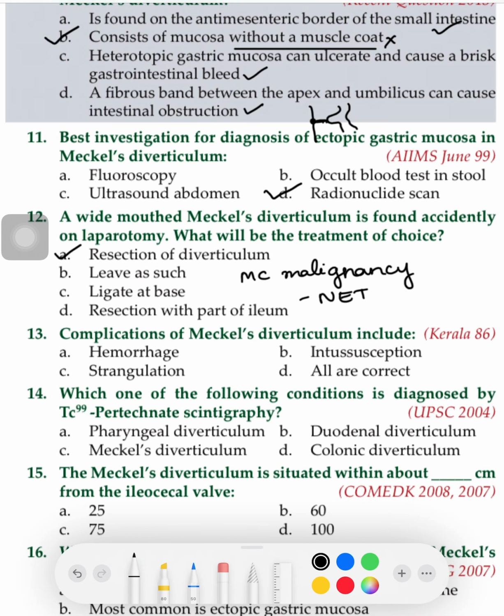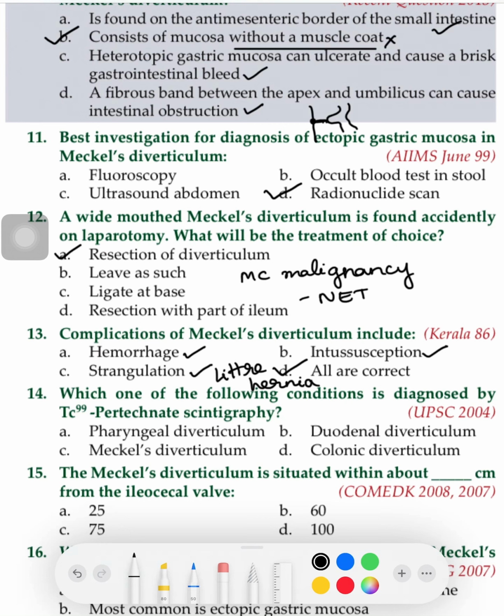Complications of Meckel's diverticulum include hemorrhage, yes; intussusception, yes; it can even cause strangulation, yes; if it is part of a hernia, it can be an inguinal hernia, it can cause Littre's hernia, and it can undergo strangulation. So all the options are correct. The option is D.